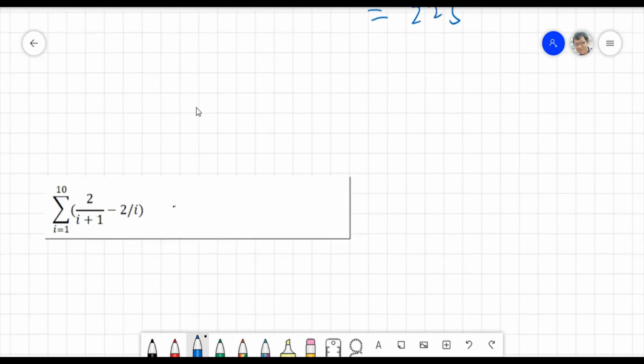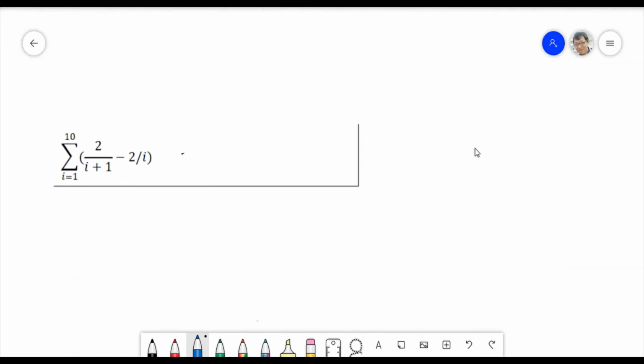Let's see the last example. This example is exactly what we talked about, telescoping, right? So how can we simplify this one? It looks the same. The sigma from i equals 1, and then 2 over i plus 1 minus 2 over i. Look here, i plus 1 minus i, am I right? 2 we can draw in front, right?